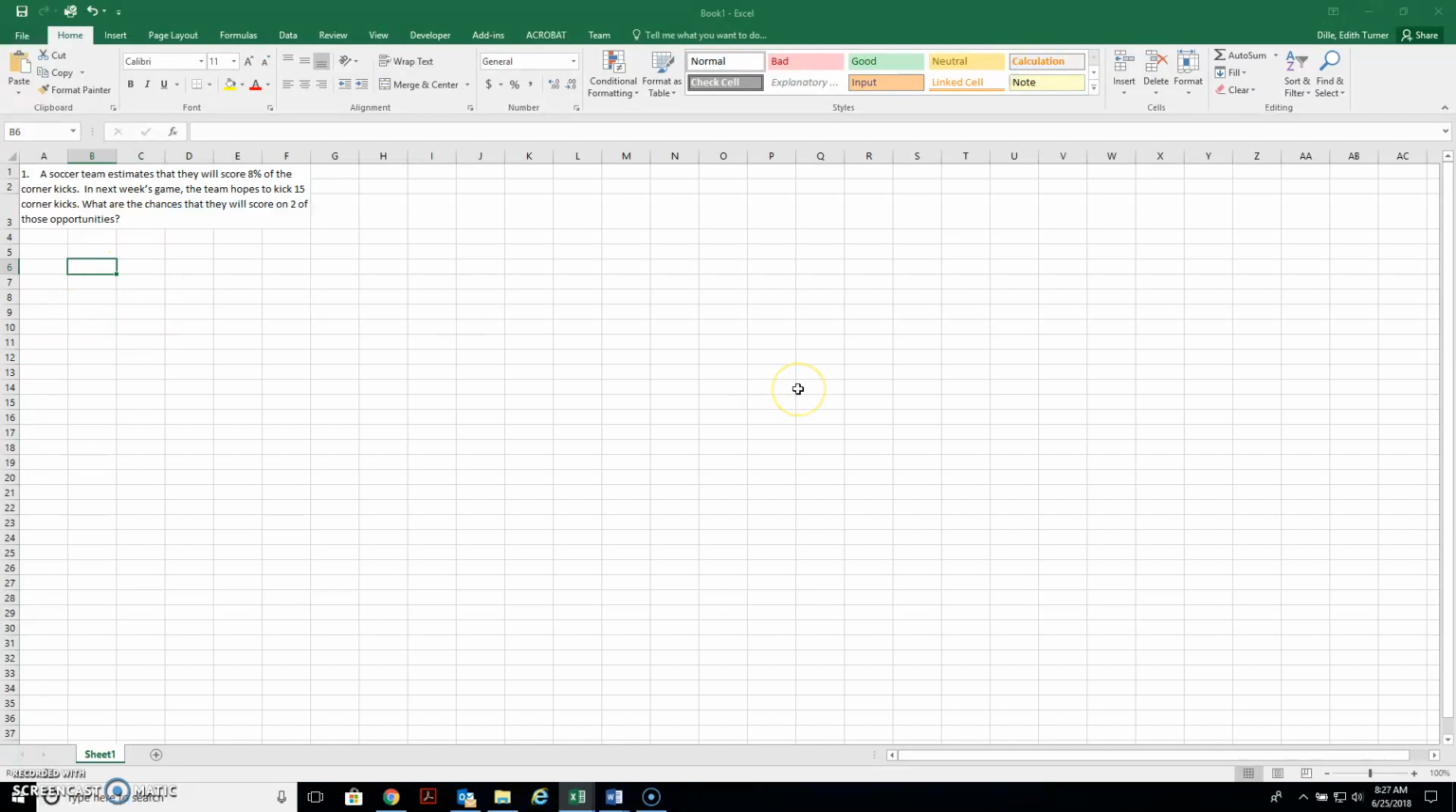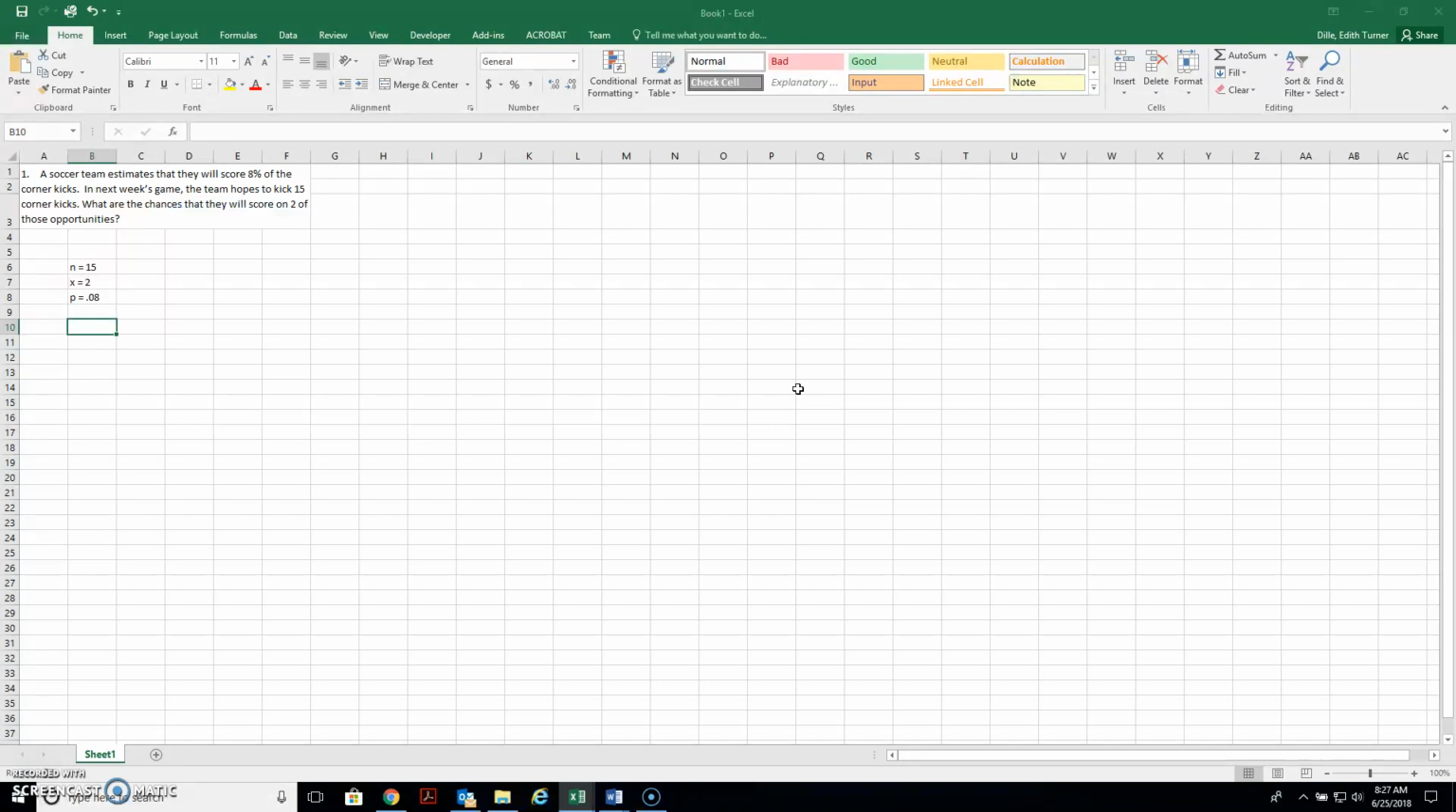So first, we have to determine what we know from the problem. So we know that n equals 15, x equals 2, and p equals 0.08.